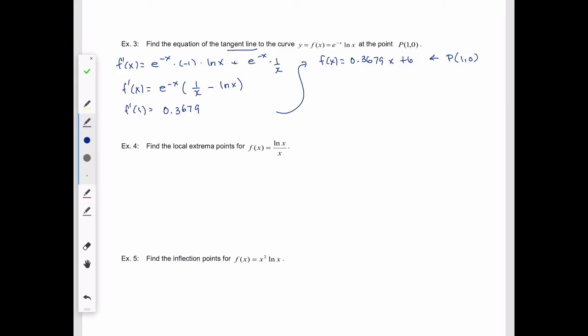That makes my calculation so much easier, right? So my 0 is equal to 0.3679 plus b, or b is equal to negative 0.3679. And we can write it together as a function: y is equal to 0.3679x minus 0.3679, and that's our equation of the tangent line at 1.